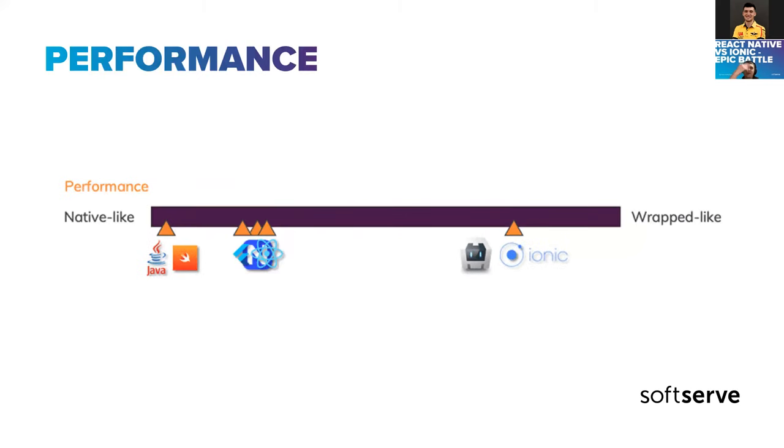And in terms of performance, as you can see, React Native provides an almost native-like experience because it uses the native controls and renders natively. Ionic renders in the web view, so you may expect worse performance here, but worse doesn't mean bad, because nowadays mobile devices are quite powerful. In most cases you will not see a big difference, especially for some simple applications.